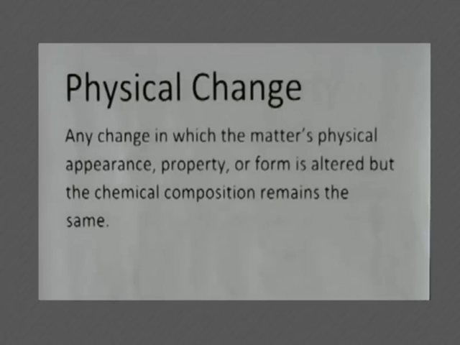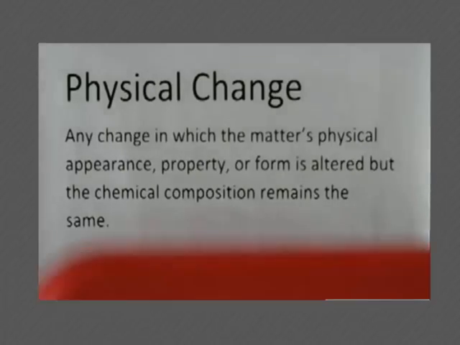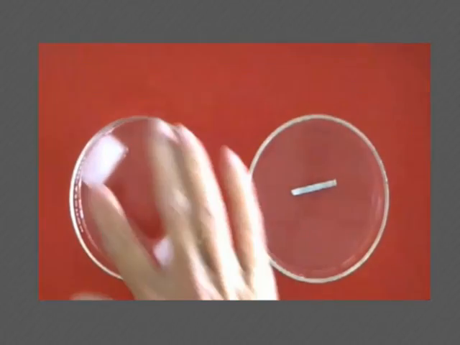Well, that's any change in which the matter's physical appearance, property, or form is altered, but the chemical composition remains the same. So we need a change this time, but not a change in its chemical composition. So what about our two examples?